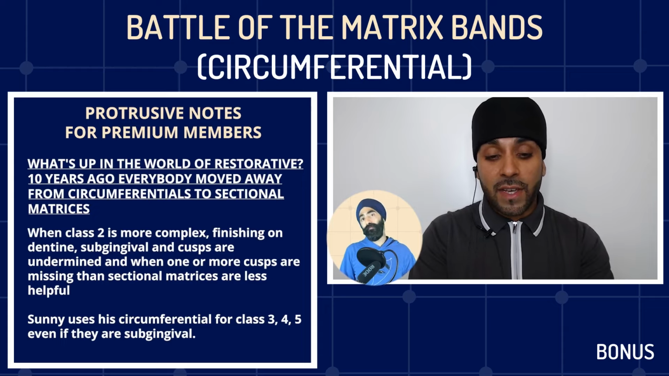And then finally, class five, typically we're taught to use Brinker clamps with rubber dam, or retraction cord and PTFE. But that's tricky too, because when you've got a really subgingival class five and the clamp can't grab on and now you can't use a clamp and rubber dam, that becomes problematic.